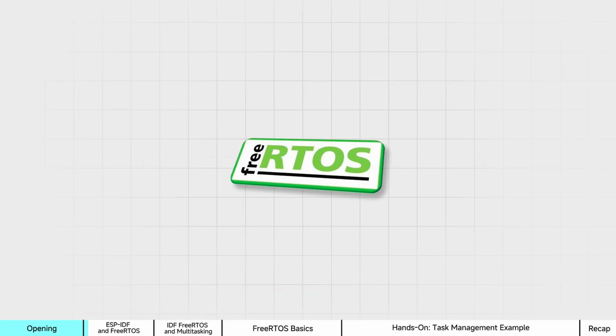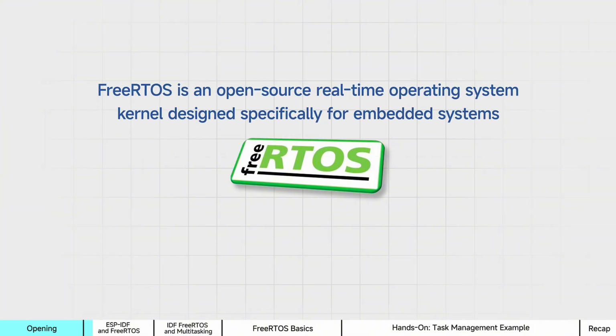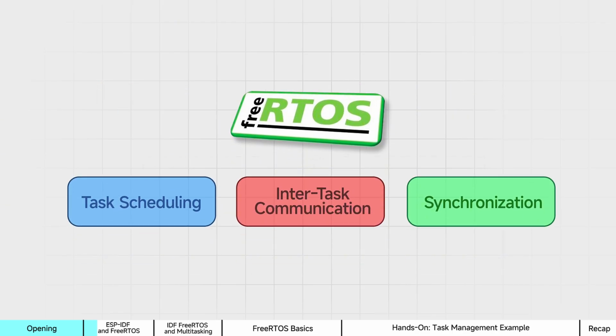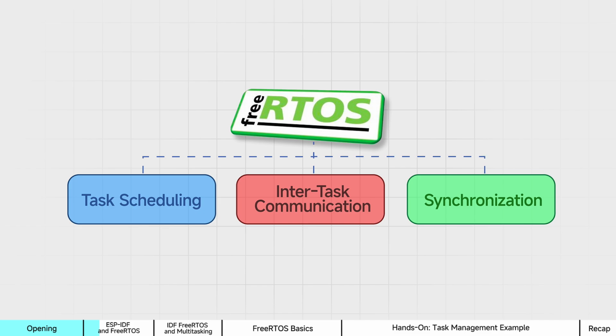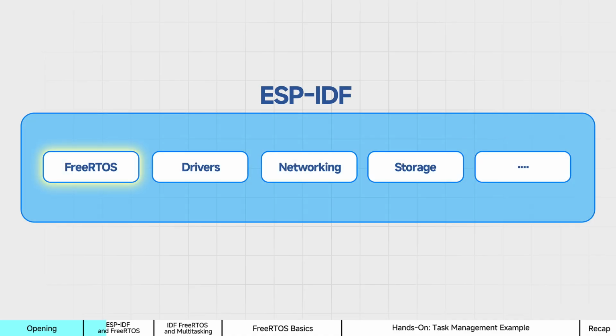First, let's understand what FreeRTOS is. FreeRTOS is an open-source real-time operating system kernel designed specifically for embedded systems. It provides operating system features like task scheduling, inter-task communication, and synchronization for microcontrollers. It is integrated into ESP-IDF as a component and serves as the runtime foundation for the entire framework.